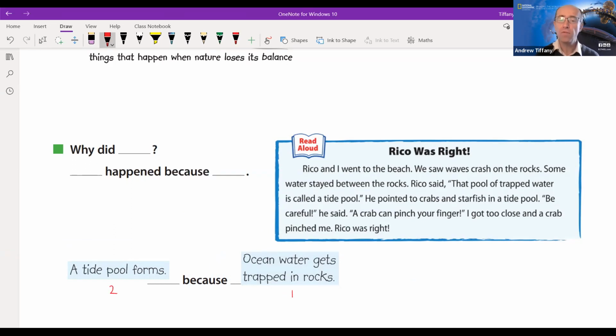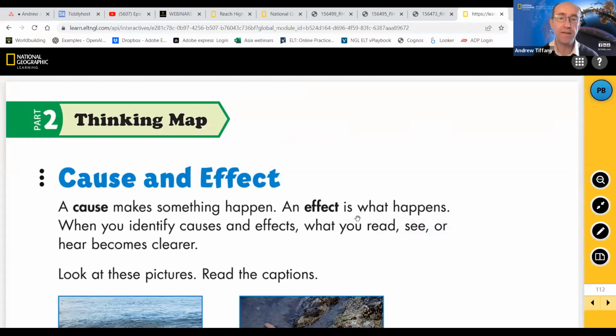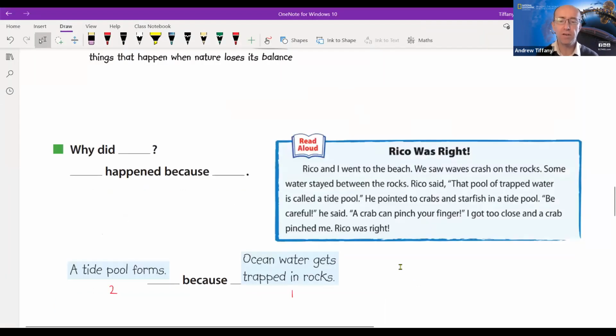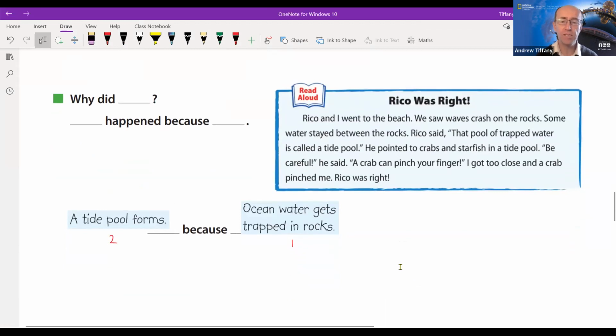Now, if we look at these two, remember this one was number one and this one was number two. This one happened first. We have cause and effect. Do you remember cause and effect? Let's go back and look at the definition. A cause makes something happen. An effect is what happens. So which one is the cause and which one is the effect? So Crystal, okay. The effect is what happens. The cause is why did it happen, what made it happen. So this one is the cause and this one is the effect.